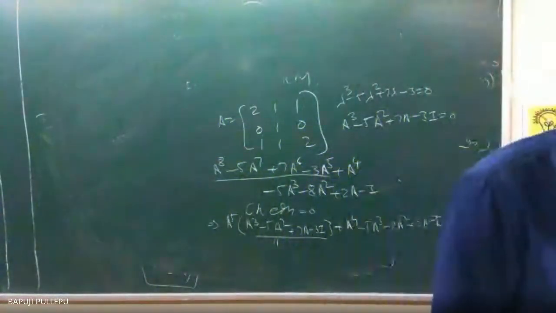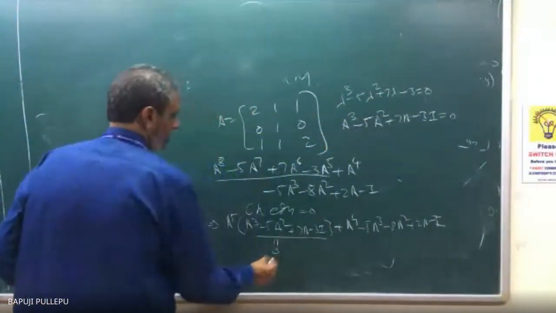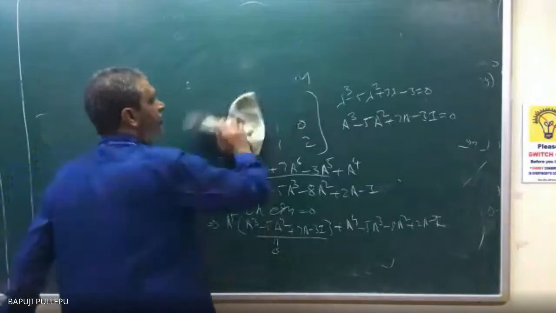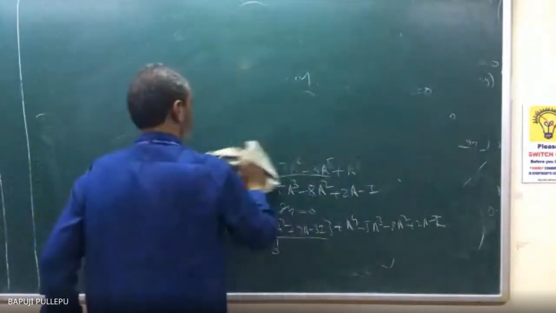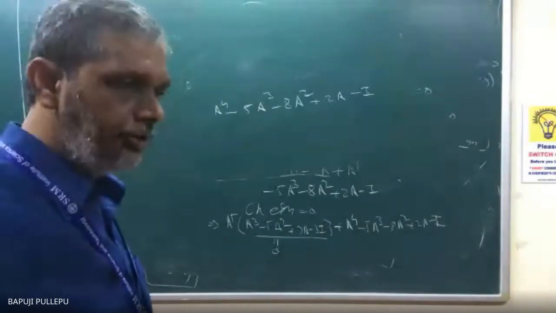Reaching or not? Yes, sir. Now the remaining equation we can write, this is equal to 0 by Cayley-Hamilton theorem. Then the remaining is A power 4 minus 5A cube minus 8A square plus 2A minus I is equal to 0. Can we transform this one into the characteristic, Cayley-Hamilton equation?